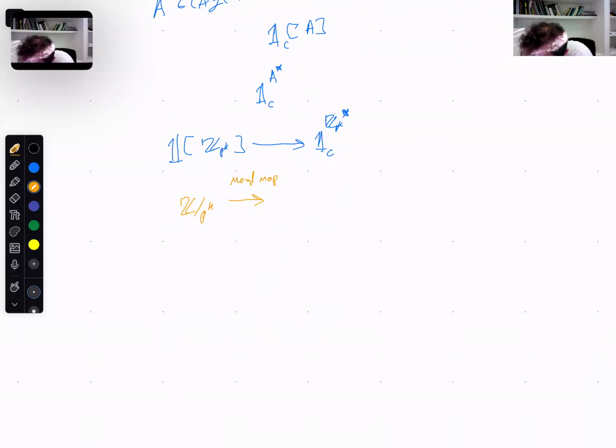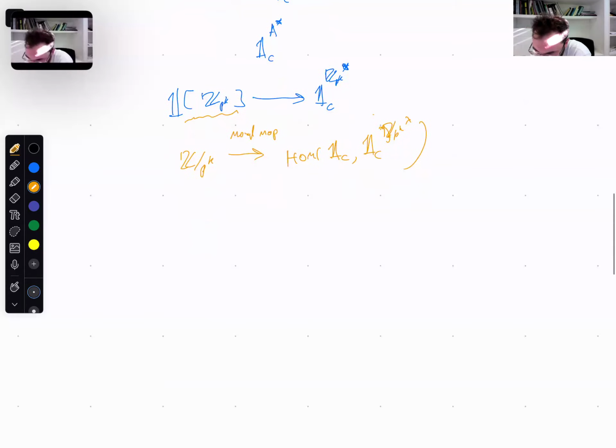This is just a fact. This has nothing to do with this guy here. This is the universal property of the group algebra. Mapping from the group algebra is like mapping the group into the Hom from the unit. Now, here I'm just computing a limit, so I can take it to the outside. So I get a map from Z mod p^k to the K times Z mod p^k to the K dual.